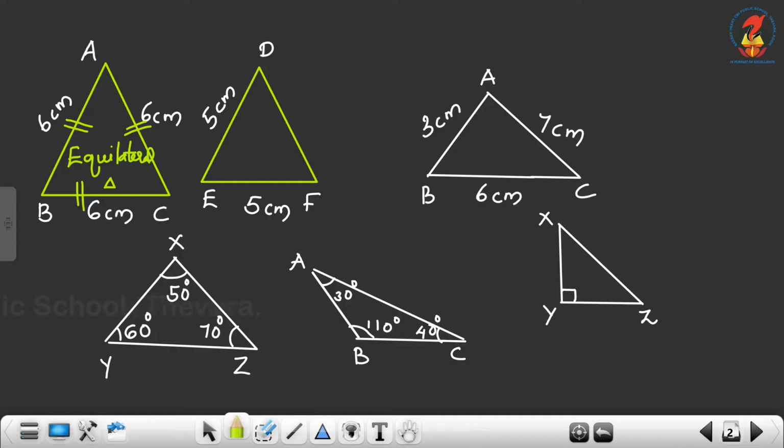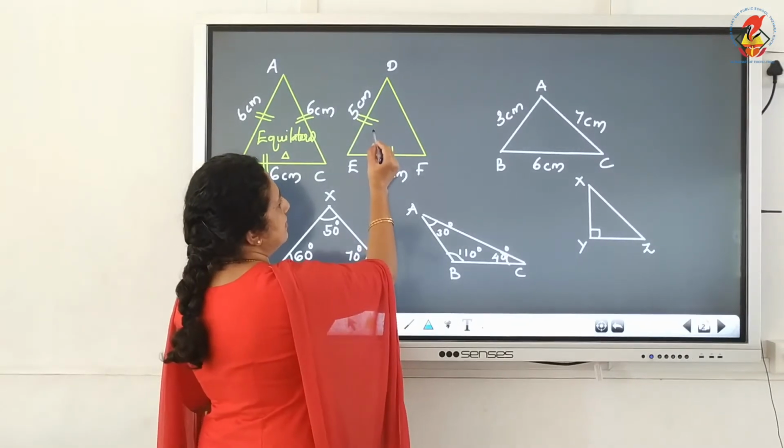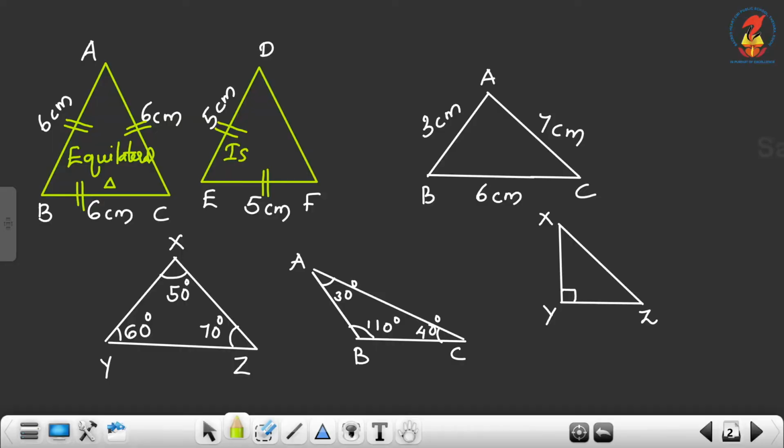Now look at triangle DEF. Here you can see that two sides are of same length. So we can put a marking like this. So these two sides are of same length. So what is the name of the triangle? The triangle name is isosceles. So we can call it an isosceles triangle. Now what is the name of the third side? Third side we can call it as the base. And here the angles lying on the base are equal. So these two angles will be equal, angle D and angle F.